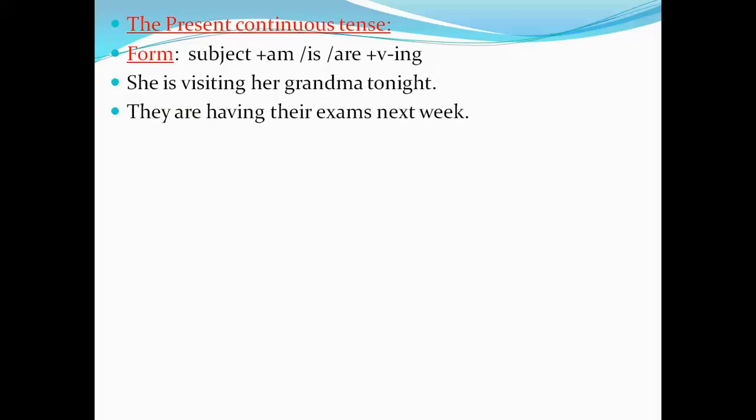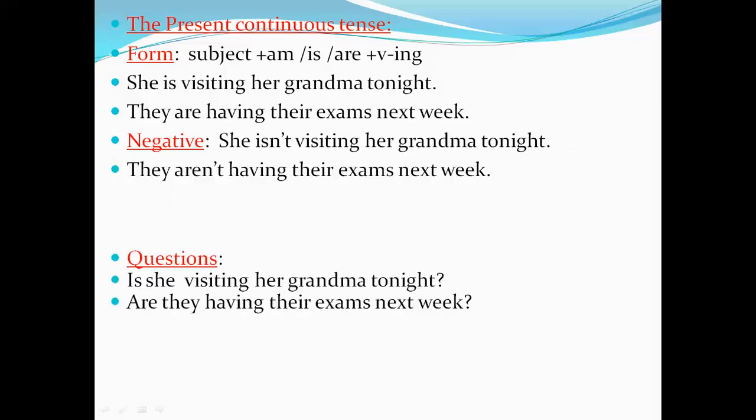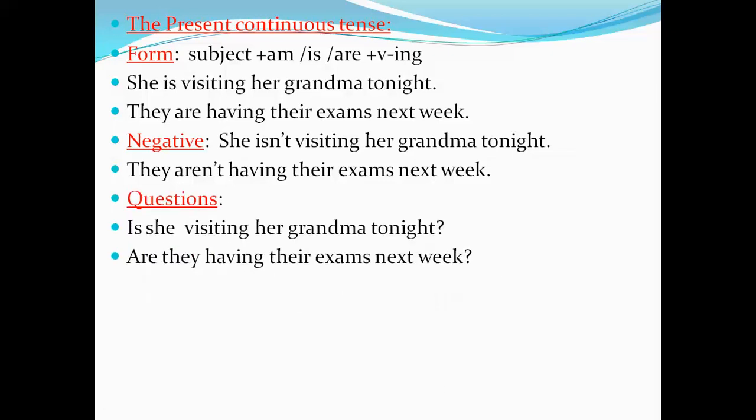Now, let's move to the present continuous tense. The form is subject, am, is, are, verb plus ing. Examples, she's visiting her grandma tonight. They're having their exams next week. For the negative, she isn't visiting her grandma tonight. They aren't having their exams next week. And for the questions, is she visiting her grandma tonight? Are they having their exams next week?